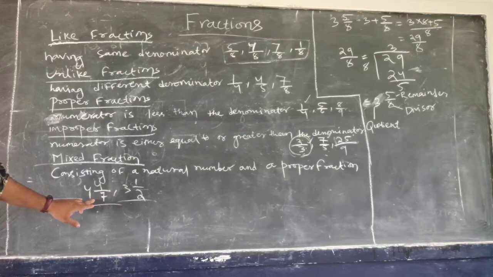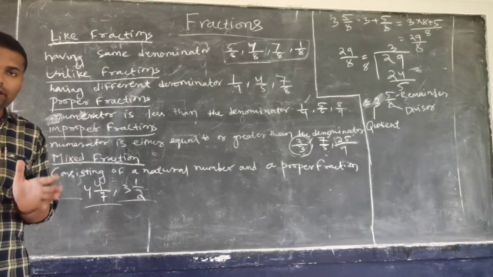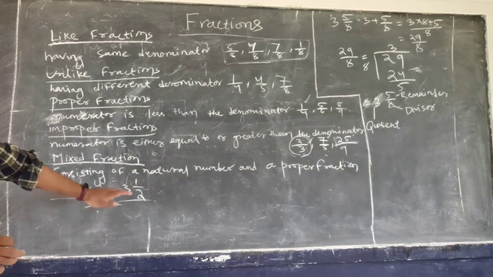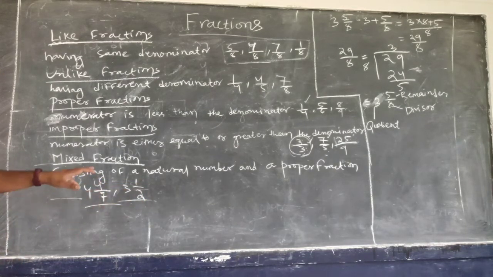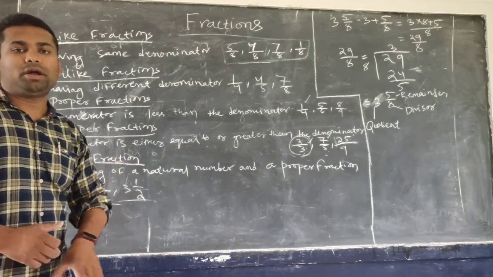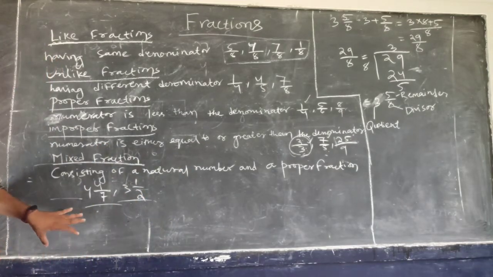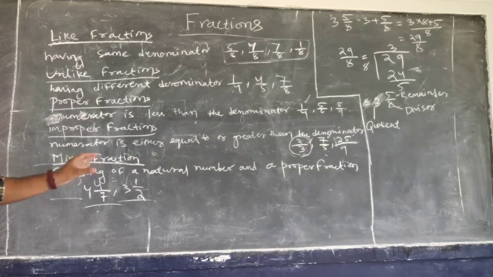One whole number, consisting of one natural number, and a proper fraction, all together with the understanding that they have to be added to each other. So 3 whole 1 by 2, 4 whole 1 by 7, having the natural number and the proper fraction, is an example of a mixed fraction.